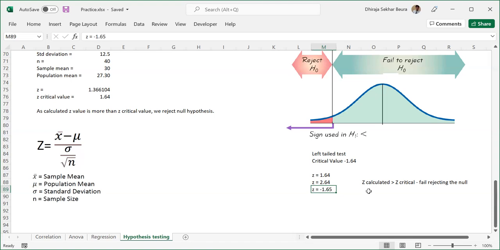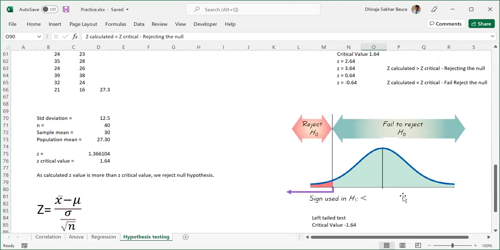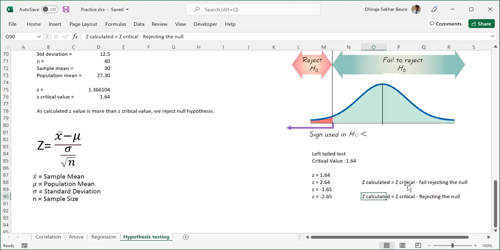Will it fall in the red zone or green zone? Red zone. That means we'll reject the null hypothesis. Everybody agrees? Similarly, if it is minus 2.65, exactly the same thing. Then in that case, if the Z calculated is less than Z critical, what is happening? We are now rejecting the null hypothesis, exactly opposite of the right tail test. So that is the relationship between left tail test and right tail test.